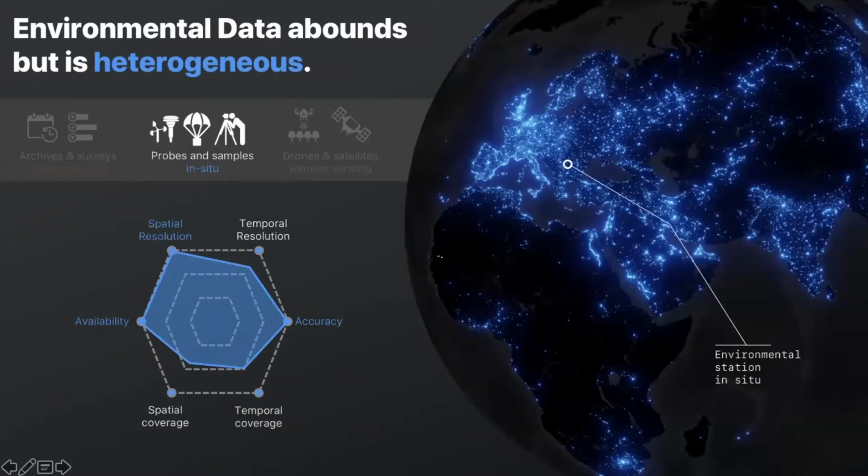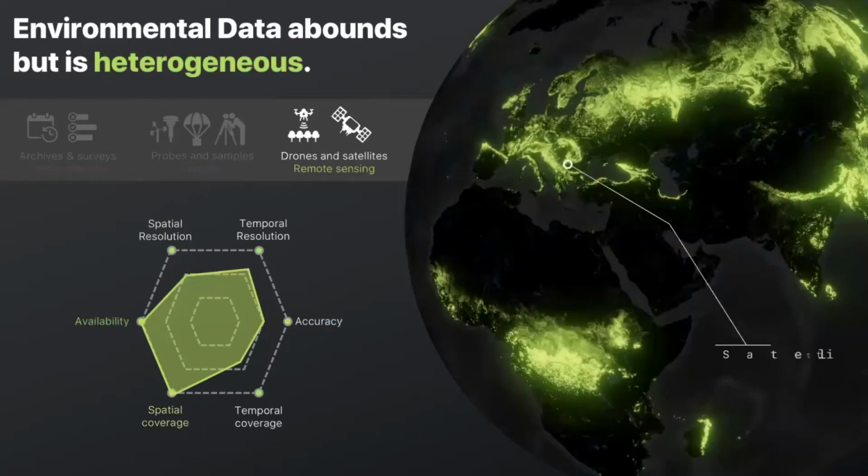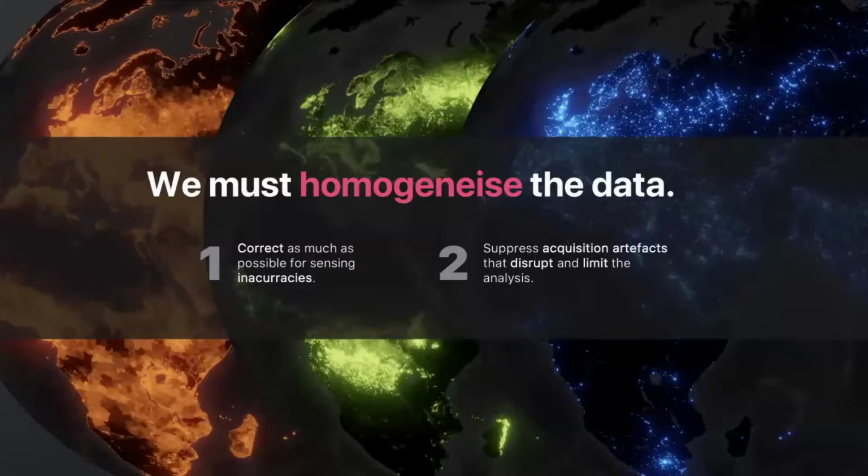In situ measurements, on the other hand, have very good spatial resolution and accuracy, but have poor spatial coverage because some parts of the globe are obviously much harder to sense than others. Remote sensing, finally, has good spatial coverage and availability, but is much less accurate than in situ measurements.